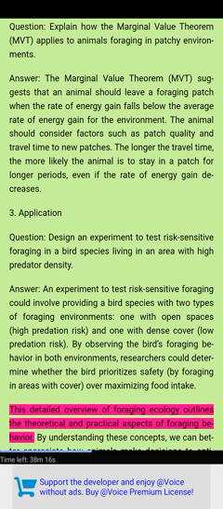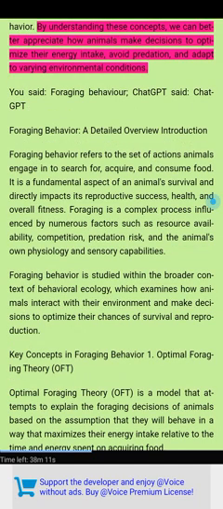This detailed overview of foraging ecology outlines the theoretical and practical aspects of foraging behavior. By understanding these concepts, we can better appreciate how animals make decisions to optimize their energy intake, avoid predation, and adapt to varying environmental conditions.